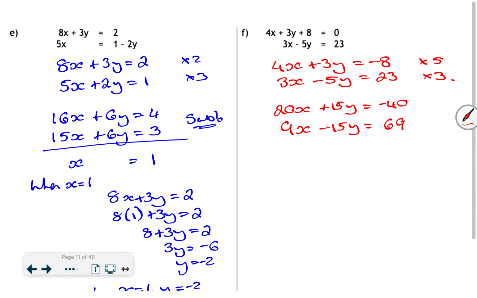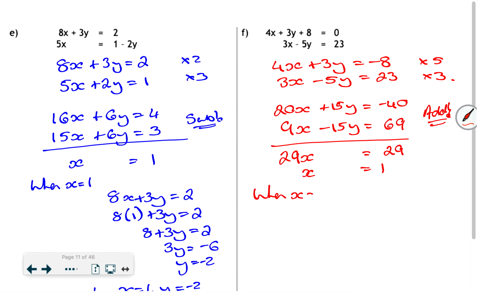Different signs, so we're going to add the equations together. So we get 29x, 15y plus minus 15y, they cancel out and give us 0. So then it's going to be 69, take away 40, which is 29. So that gives me x is equal to 1.